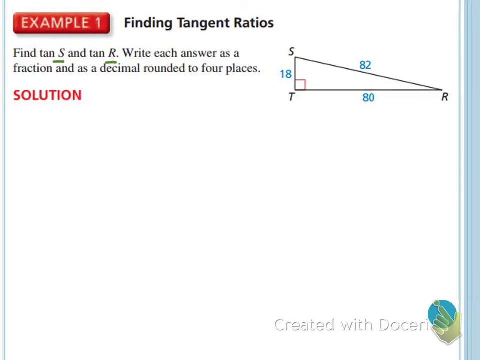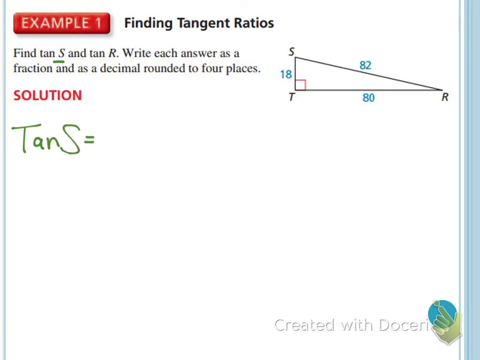There's 3 angles in a triangle, right? There's S, T, and R. T is a right angle. So 180 minus 90 is 90, which means these 2 have to add up to 90. Therefore, they're both acute. So when your homework says find the measure of the acute angles, it's asking for these 2 angles, S and R, or whatever the letters are. Okay? So let's find tangent from S first.